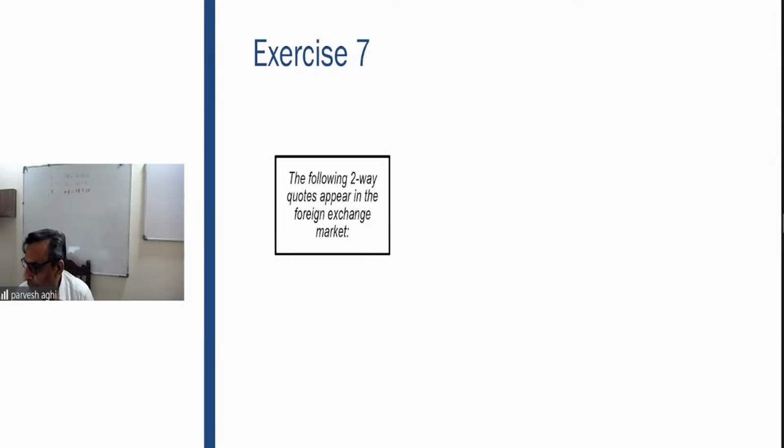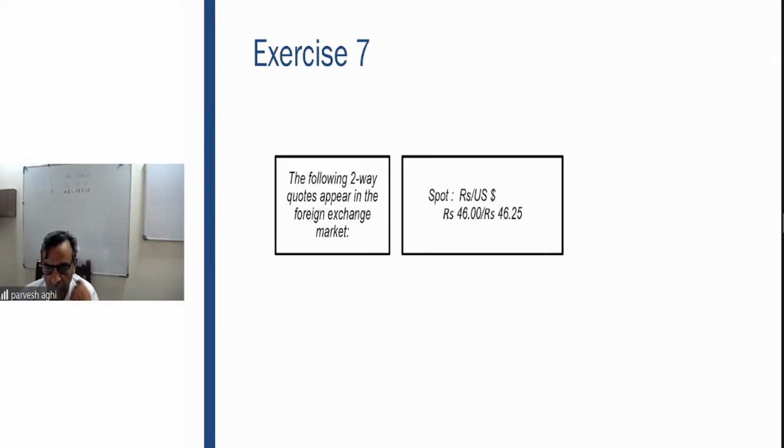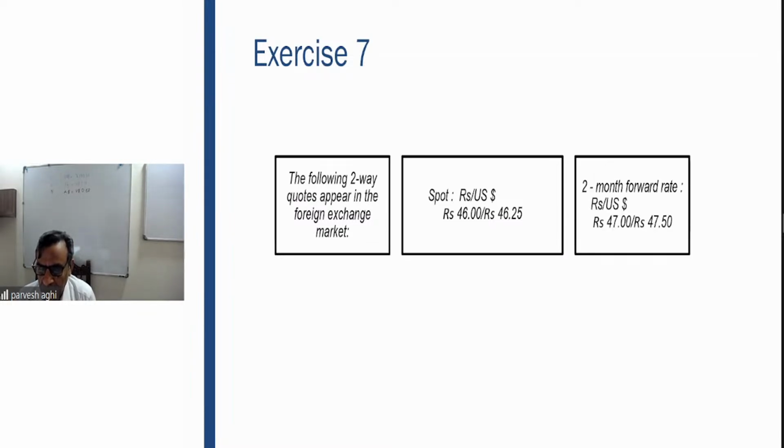Okay. So this is a very important question. Just please focus. The following two-way quote appears in the foreign exchange market. The spot rate is given to you. US dollar versus rupee, which is 46 and 46.25, and the 2-month rate is also given.